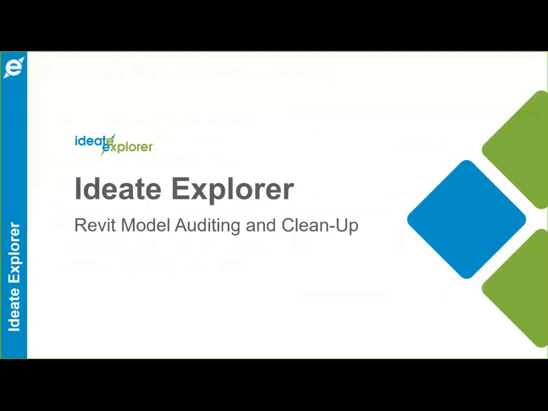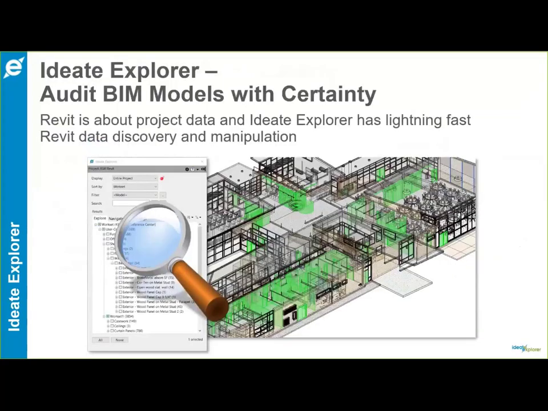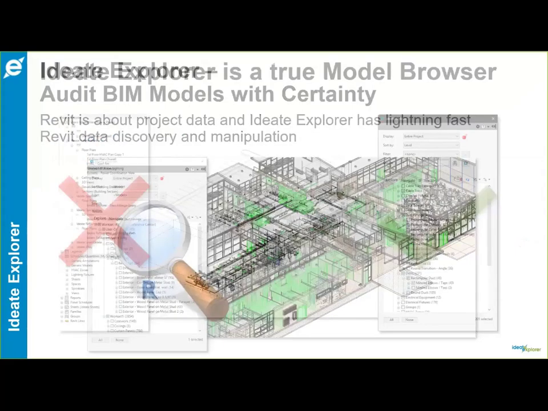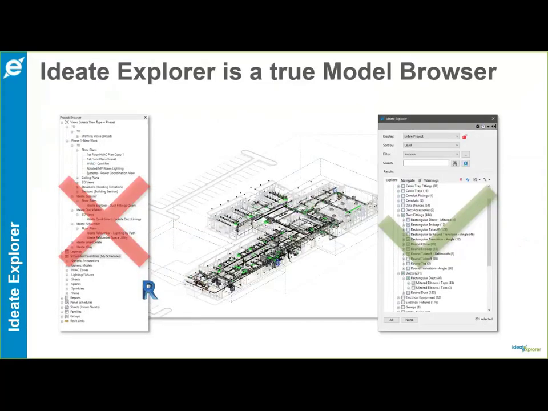And Ideate Explorer is all about Revit model auditing and cleanup. So again, it's also helping you do these sort of QA, QC type of processes, or really cleaning up your project or your model. Ideate Explorer allows you to audit your Revit models with certainty. And Ideate Explorer is a model browser as opposed to a project browser. What I mean by that is a model browser is showing you every single element within the Revit project.